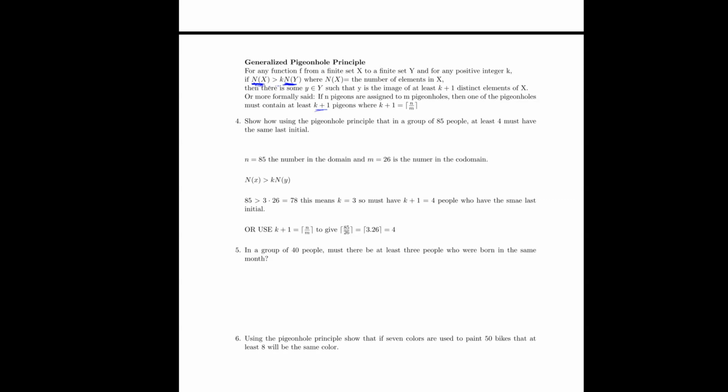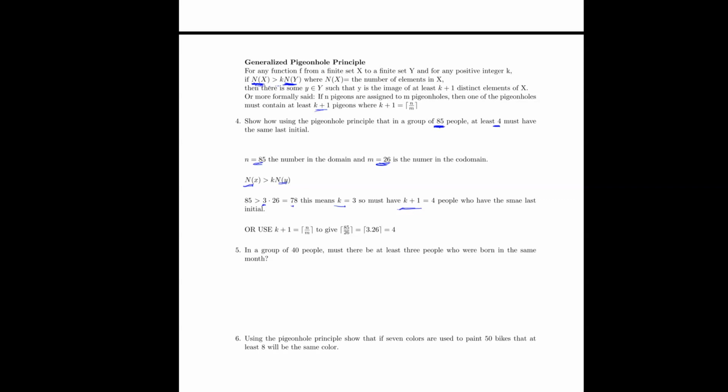So let's use this principle here. If I have 85 people, do 4 of them have the same last initial? The number in the domain is 85 people, and the codomain would be the 26 letters in the alphabet. So here I'm looking at 85 and 26, and I know that 3 times 26 is 78. So this number here, 3, is the K. So 85 is bigger than 78, and I can't go bigger. That means I've got to have K plus 1, or 4 people that have the same last initial.